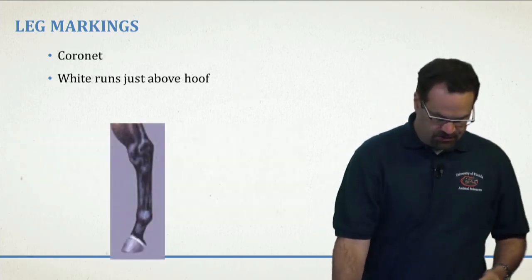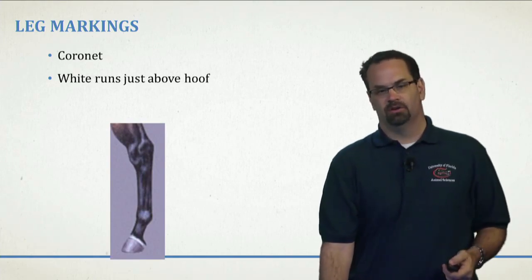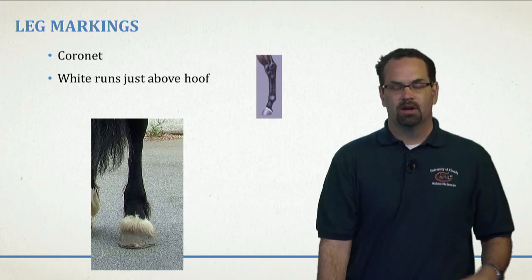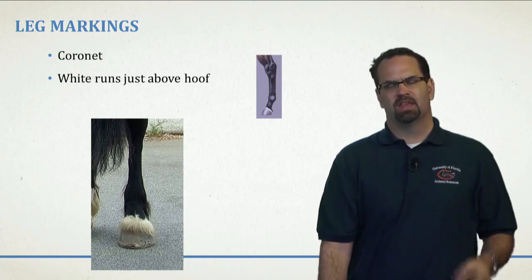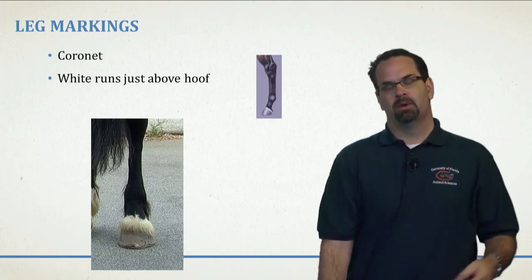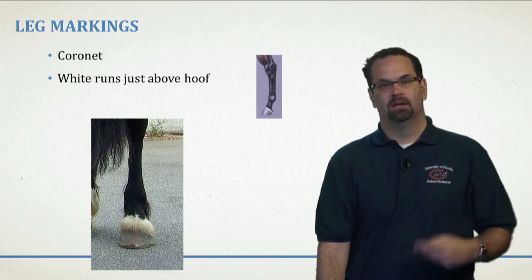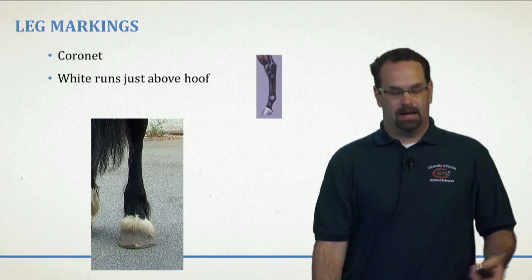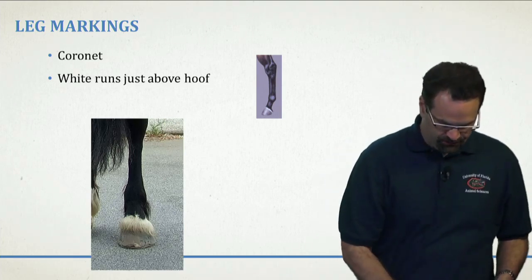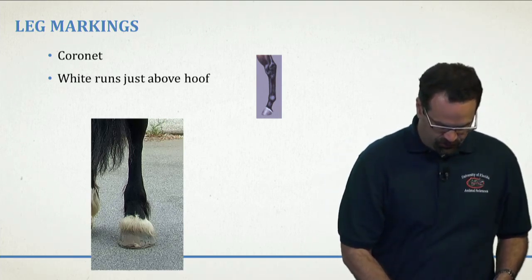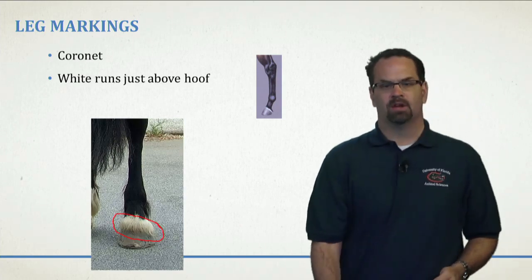Now, if it is continuous and runs all along the bottom of the hoof, around that coronary band, remember this is where the anatomy helps to remember, because a lot of these markings on the leg refer to the anatomy. And when there's just some white just above that, but really not too far up the pastern, we would call that a coronet.